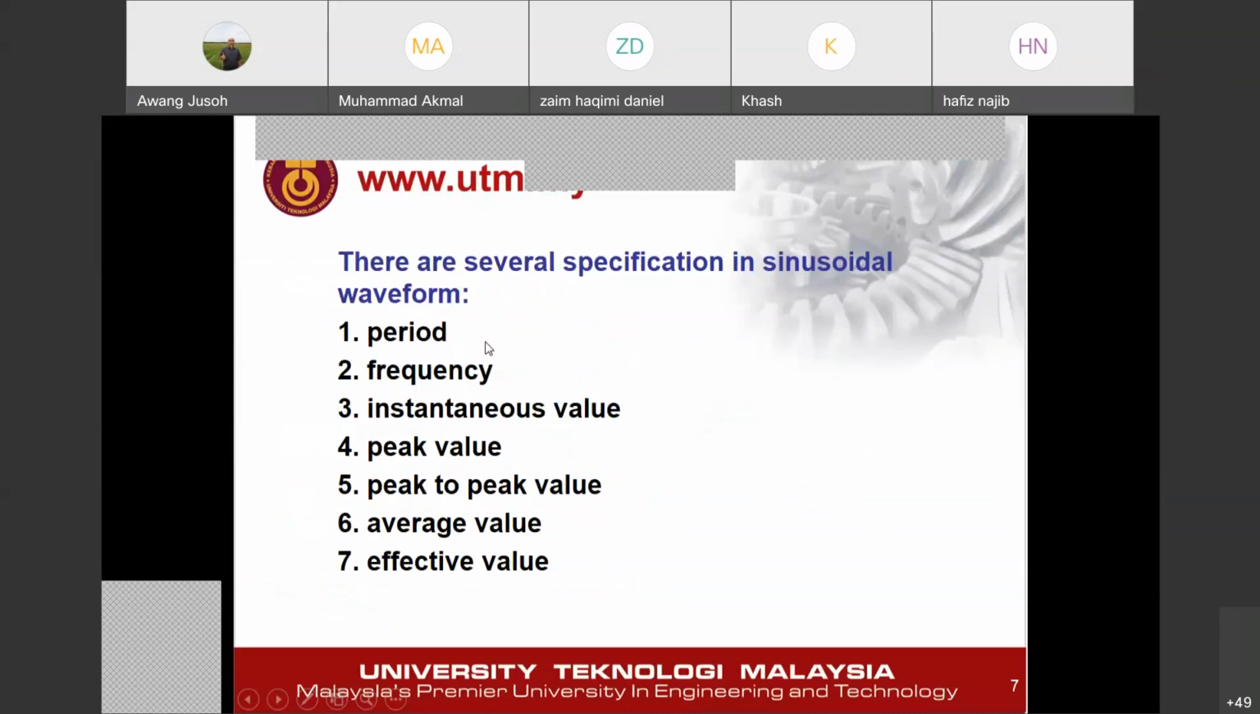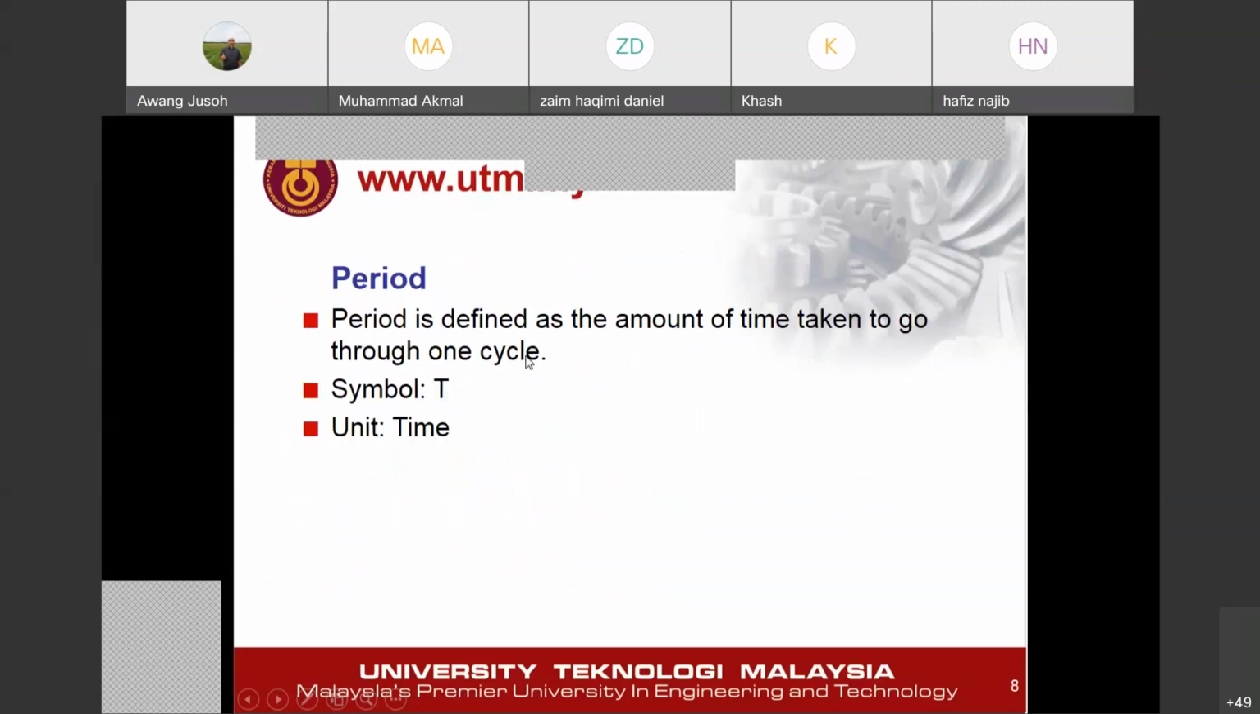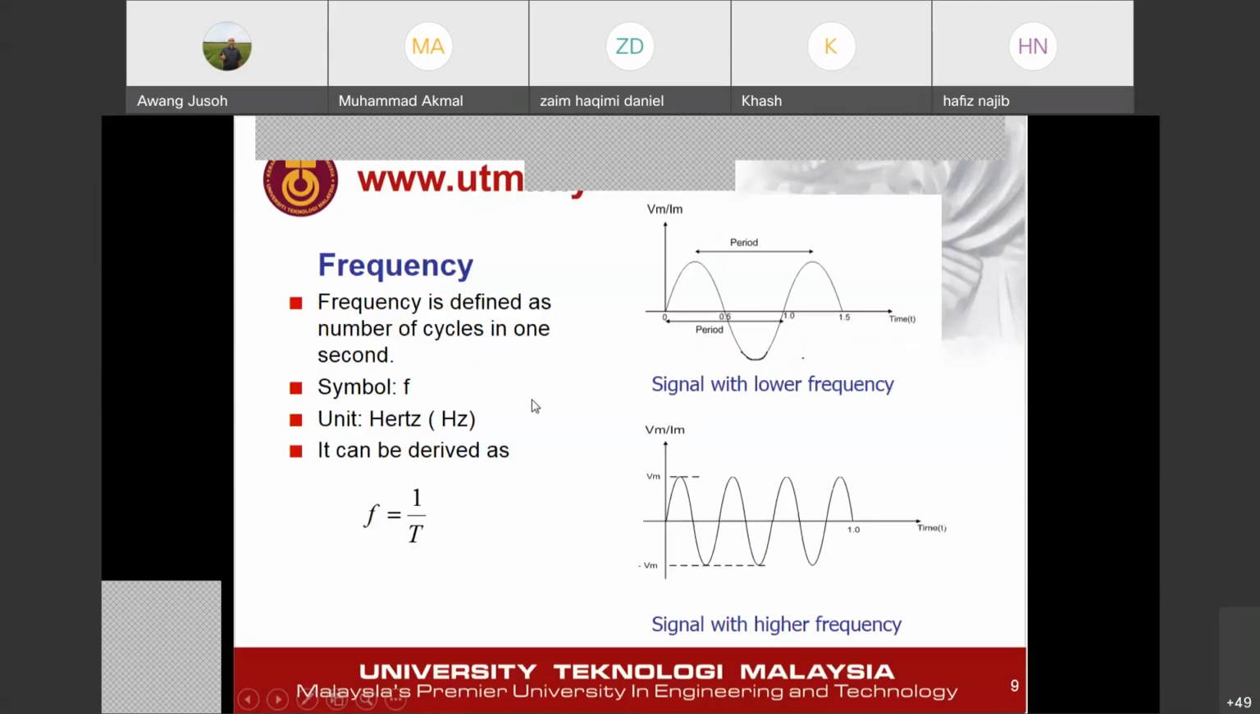There are several specifications of the sinusoidal waveform that we need to know. When we talk about the AC signal, we definitely need to know some parameters related to the AC signal or AC waveform. First, period. What is period? Period is defined as the amount of time taken to go through one cycle. The symbol is period T, and the unit is time. For example, one cycle from 0, 0.5 and 1. One cycle, that they call the period. So from 0 to 1 here, you have one period.